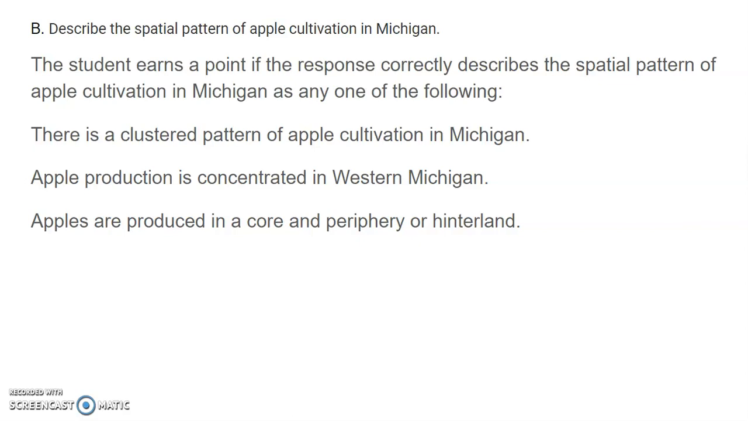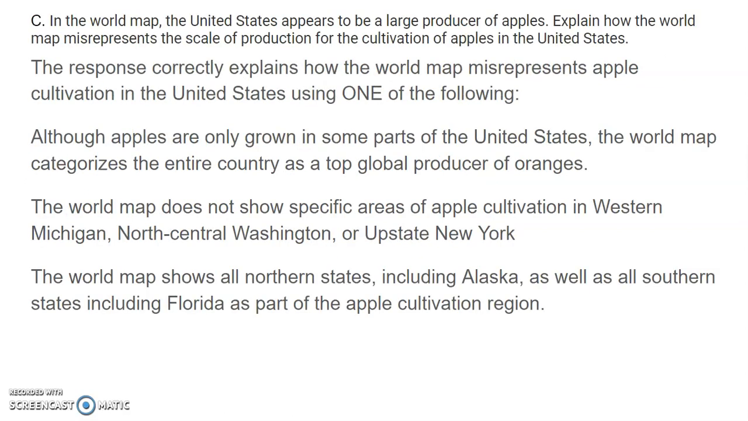So again, they get 0 or 1 there. They have to have had one of these answers. Next, C. In the world map, the United States appears to be a large producer of apples.